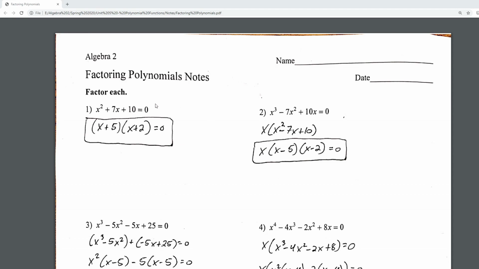This is not solving. This is just strictly factoring. So if you're just factoring, we're done. You don't have to solve what x is equal to. That would be a little bit too much extra work.